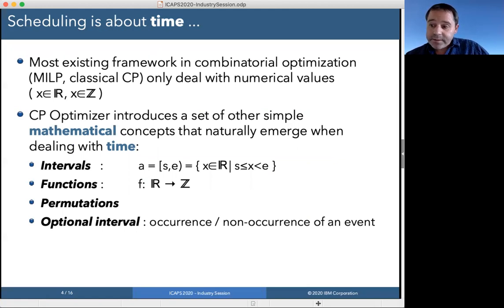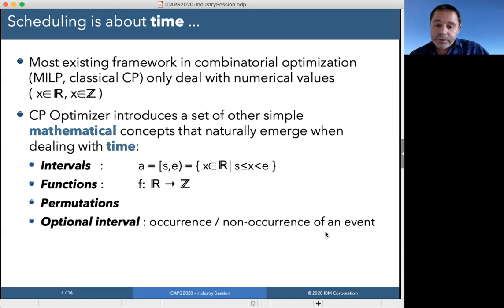And in this context, there are some other mathematical concepts that naturally emerge, like, for instance, intervals to represent an interval of time, an activity for instance, or functions to represent the evolution of some quantity or state variable over time. You can also think of permutation of intervals that are dealing with unary resources, and also the notion of optional intervals if you're considering some events that may or may not occur in your schedule.